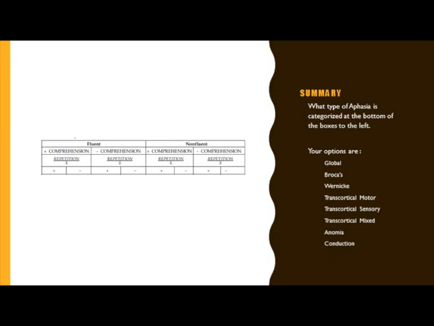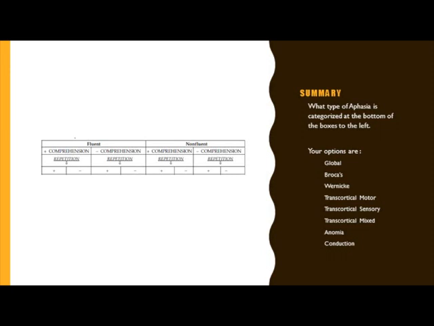Transcortical sensory is going to be more on the temporal lobe-ish, closer to Wernicke's, so it's going to mimic our Wernicke's. So if it's Wernicke's, is Wernicke's fluent? Yes. Is Wernicke going to comprehend? No. Is Wernicke, with the transcortical sensory, going to actually repeat? Yeah. Okay. So we're going to do transcortical sensory.